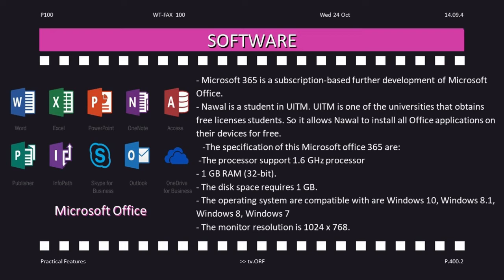The specification of this Microsoft Office 365 is the processor supports a 1.6 GHz processor with SSE 2 instruction set, 1 GB RAM. The disk space required is 1 GB. Then the operating system is compatible with Windows 10, Windows 8.1, Windows 8 and Windows 7. Last is the monitor resolution, which is 1024 multiplied by 768.